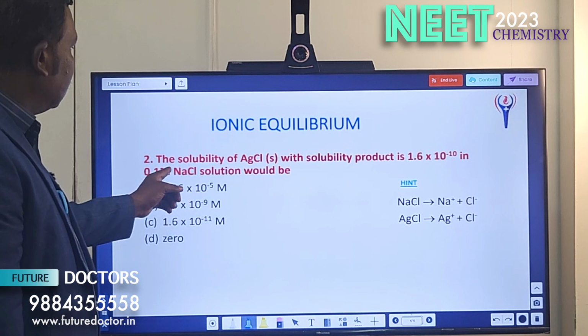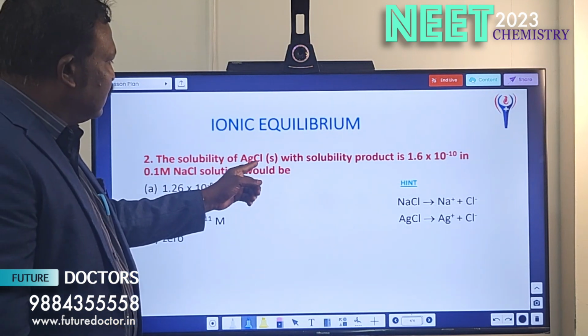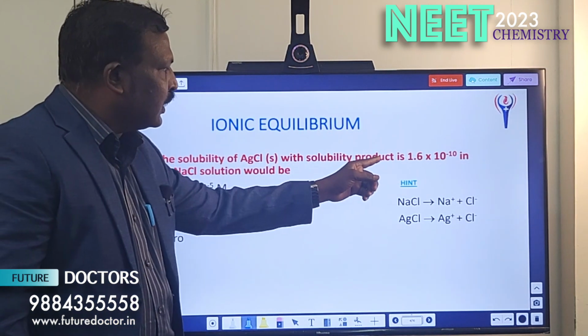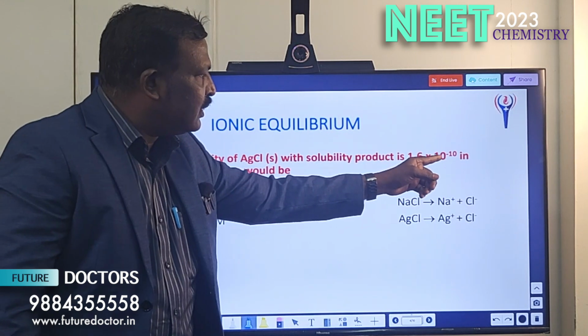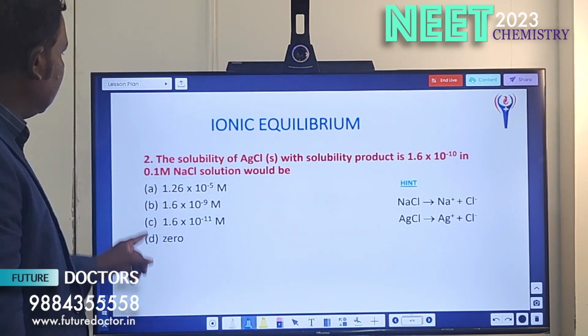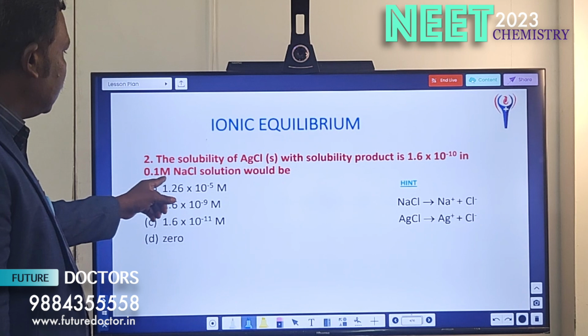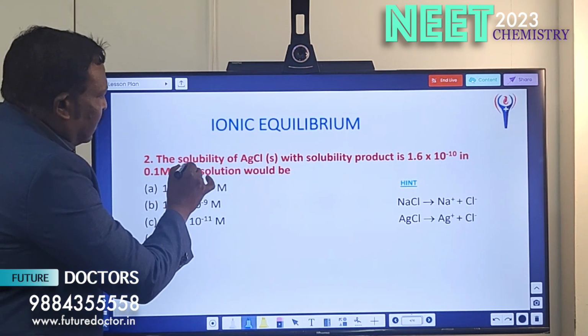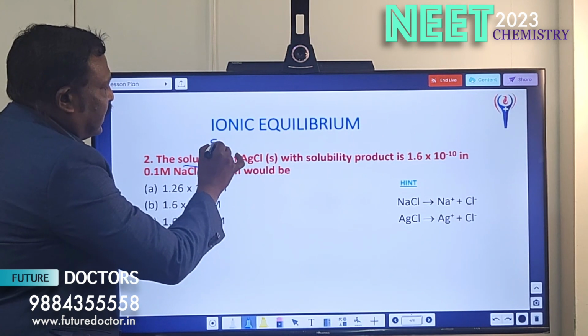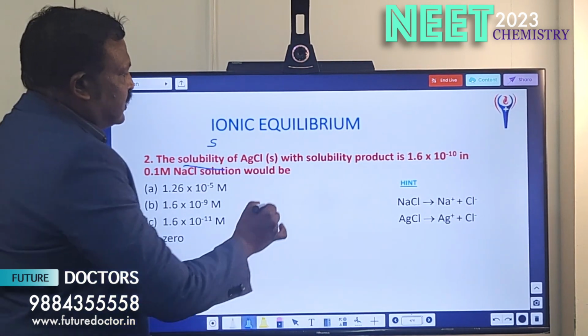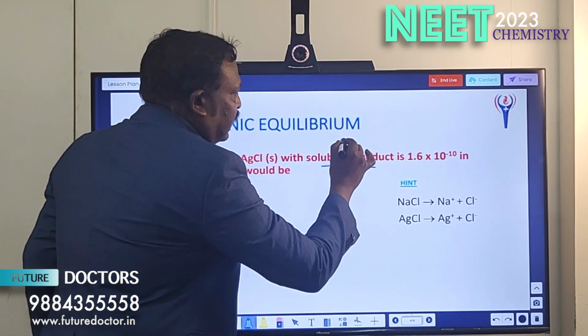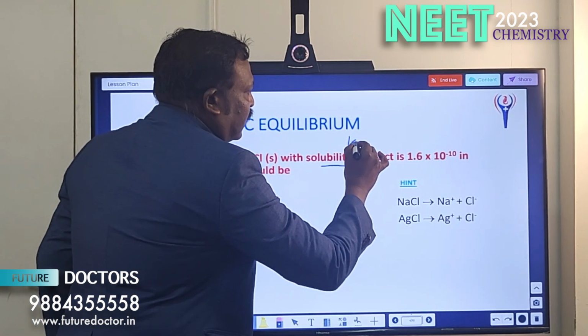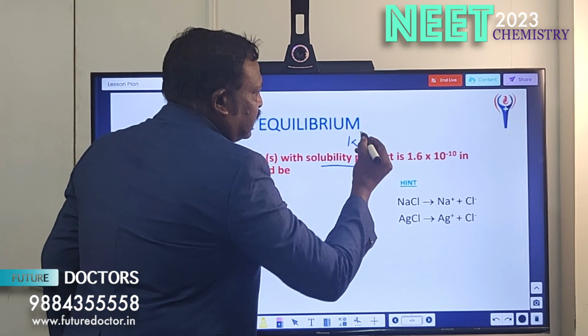See the solubility of solid AgCl, whose solubility product is 1.6 into 10 power minus 10, in 0.1 molarity NaCl solution. They are asking to find only the solubility. Solubility we can simply write as S. Solubility product we can write as KSP. Okay, this is the symbol.